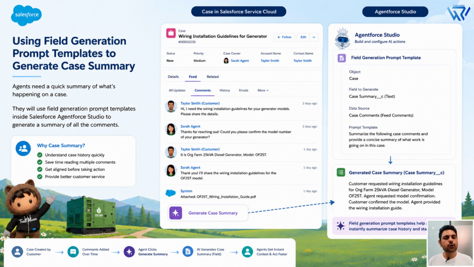Anybody who is going to look at a fresh case and wants to understand the history of that case, there can be several comments on that case. They want a summary of what work is going on, what is happening on this case. They will be using field generation prompt templates inside Salesforce Agentforce Studio to generate a summary of all the comments.